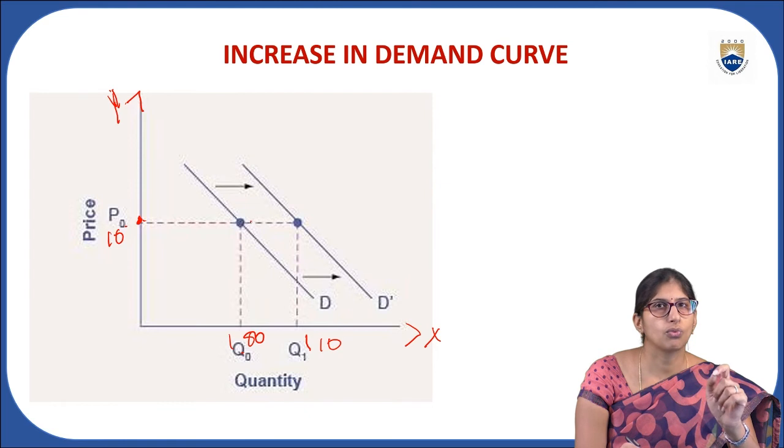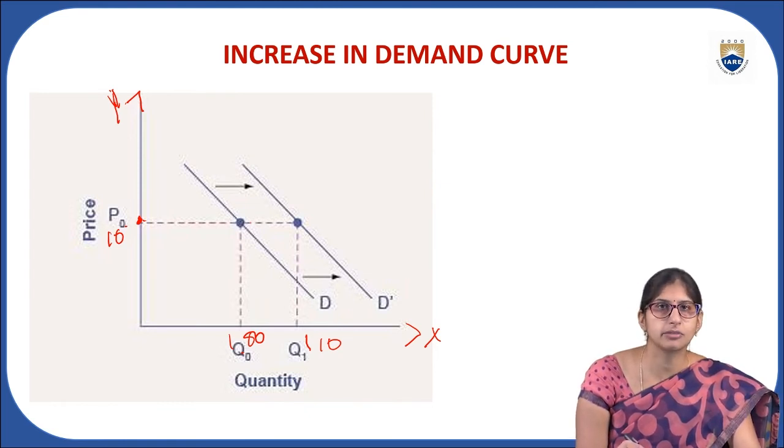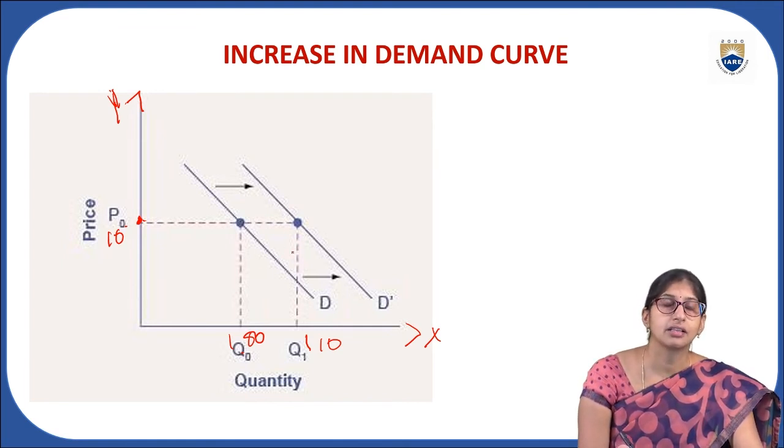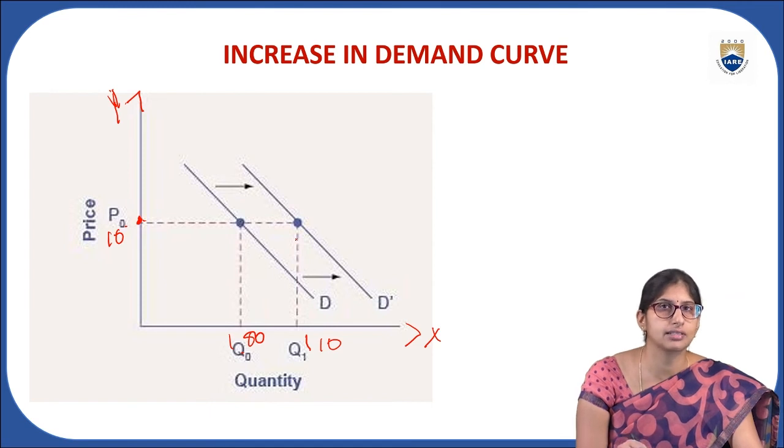So what is this? This is the taste and preference of the customer, right? That is one of the determinants of demand. Here we are not concerned with only price and quantity. When there is any change in any other determinant of demand, then there may be an increase or decrease in demand, that we call a change in demand, right?